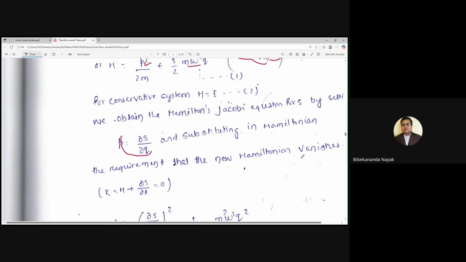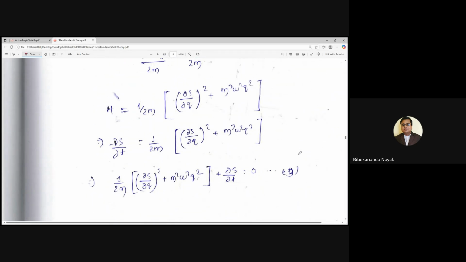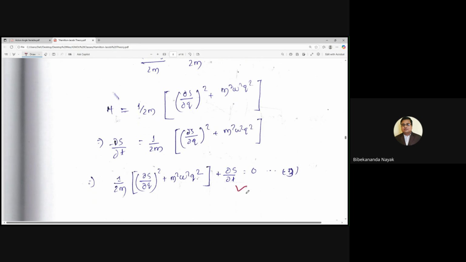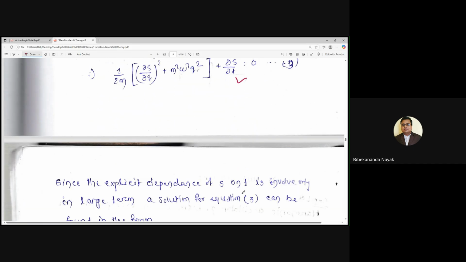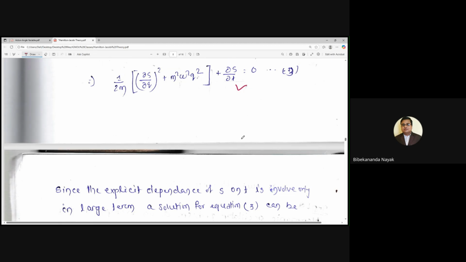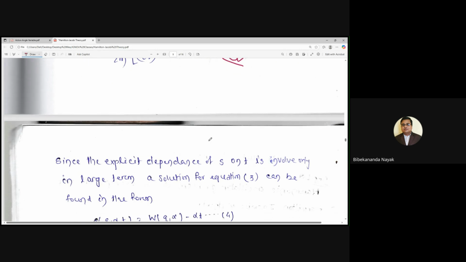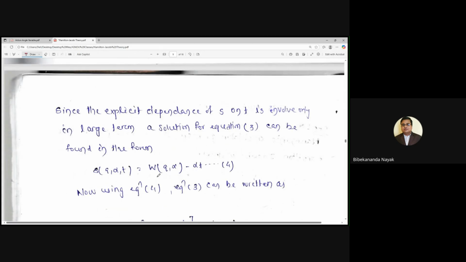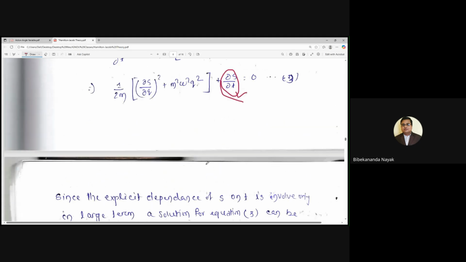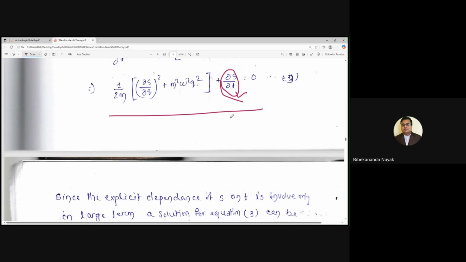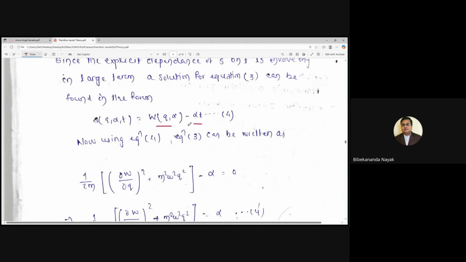So solving this, we get this equation: (1/2m)(∂S/∂Q)² plus ∂S/∂T is equal to 0. Since the explicit dependence of S on T is involved only in the last term, ∂S/∂T, we can get the solution in the form S is equal to W(Q, alpha) minus alpha T. So taking ∂S/∂T, you get one extra term alpha. T is only in this term, so I can separate S as a function W(Q, alpha) minus alpha T.